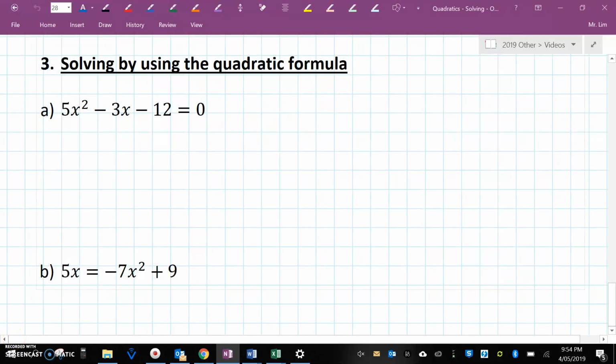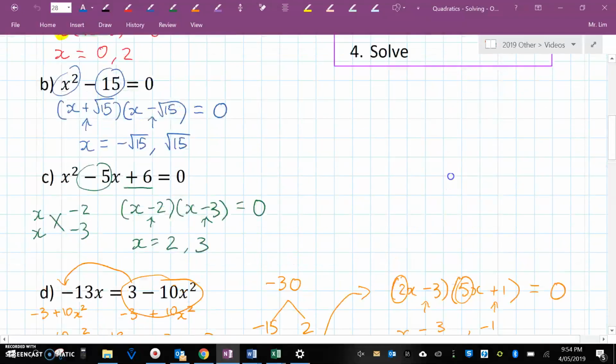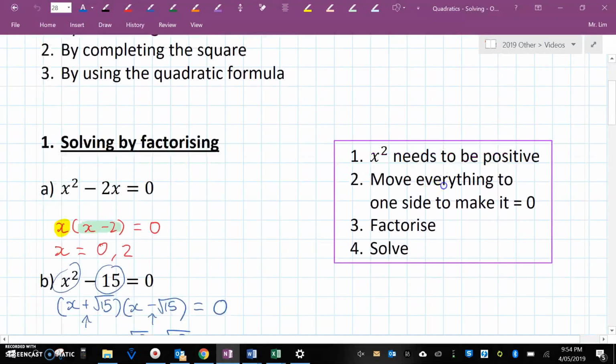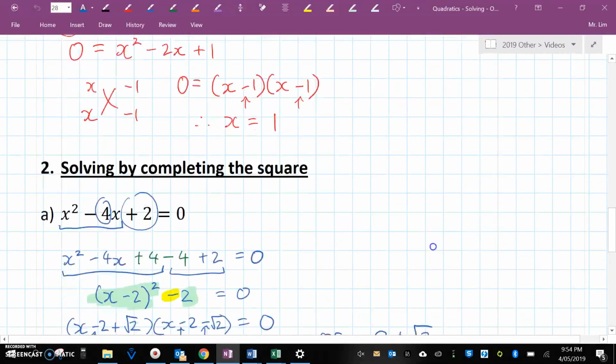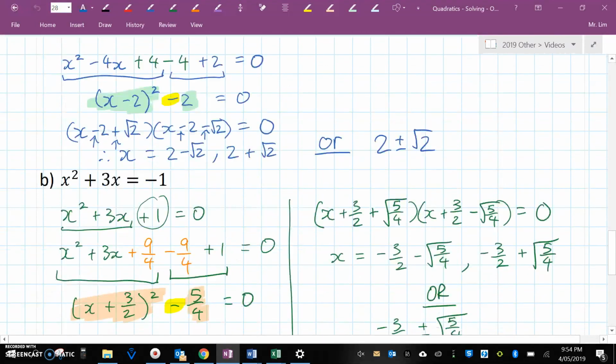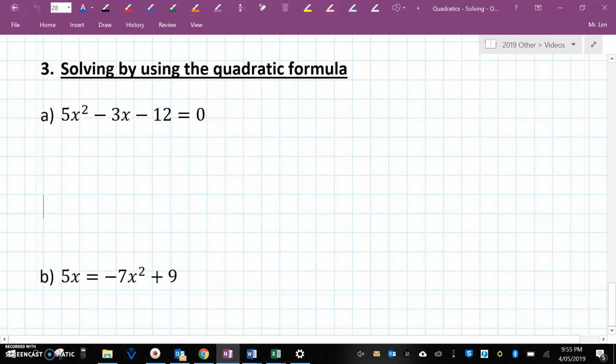Okay, so in this video we're going to continue solving quadratic equations, but this time using the quadratic formula. In the previous video we looked at how to solve quadratic equations by factorizing and by completing the square. This one we'll be looking at using the quadratic formula.